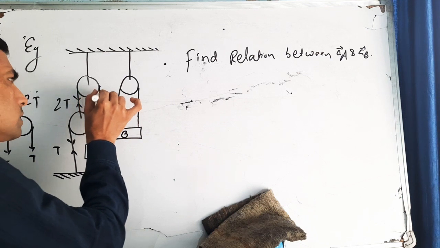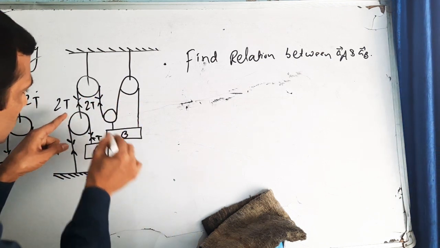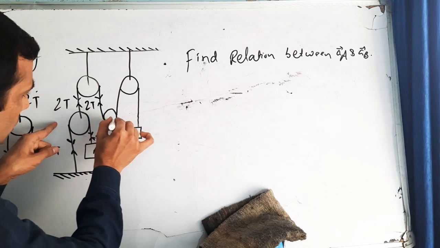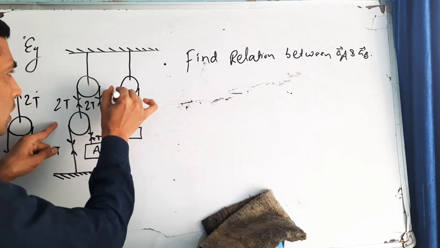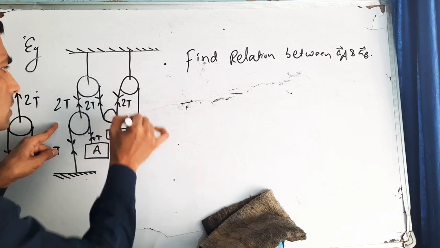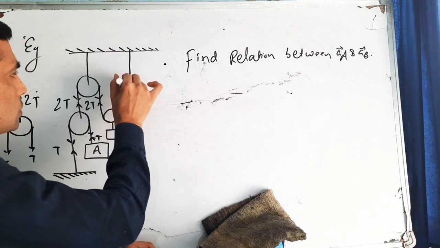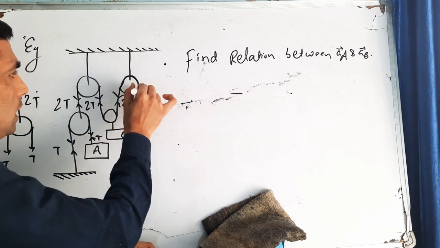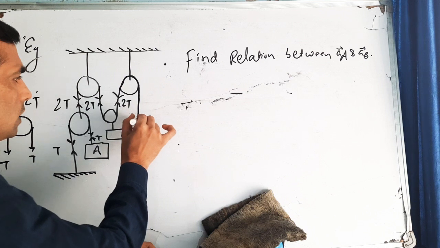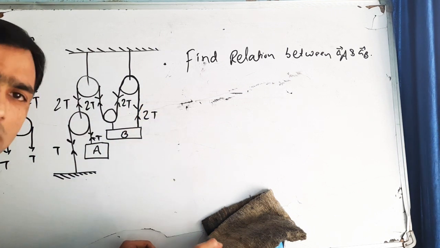So student, you can see here the tension remains T. This is the common string, this is the common string, this is again the common string. So this is what, student, you can say 2, 3, right?